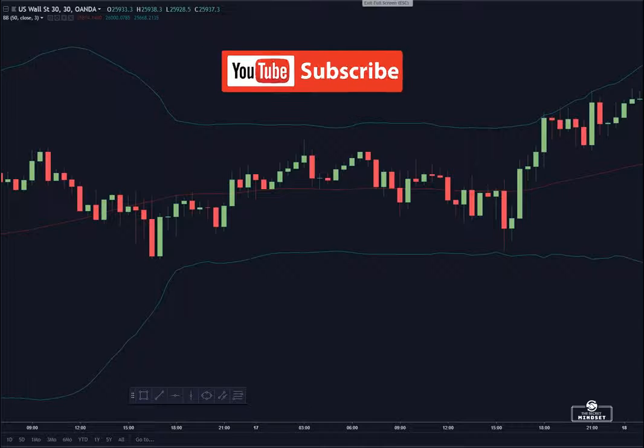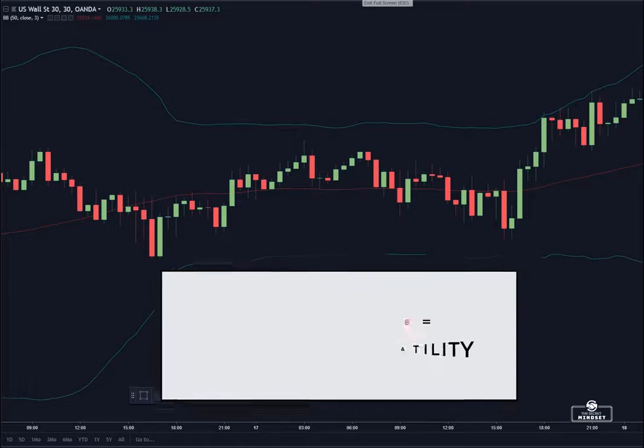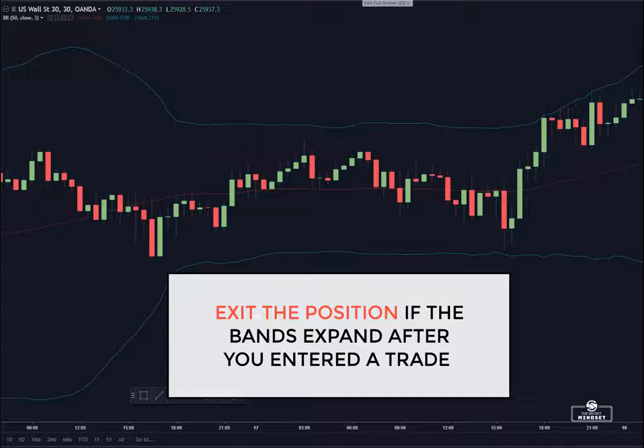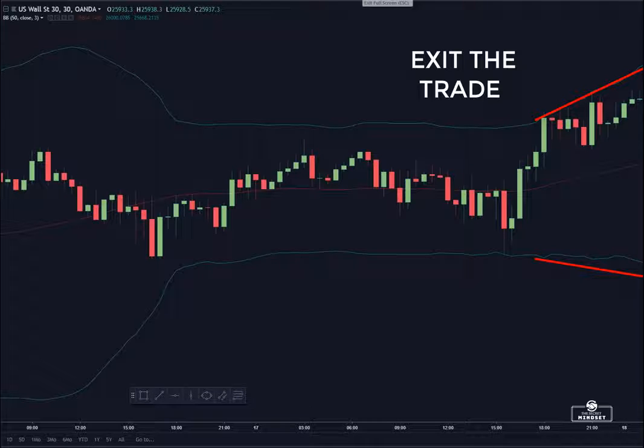Very important. We need to always check the bands to see if they are still parallel. Once we see the indicator expanding, that's a sign of increasing volatility, and we should exit the trade if we have a contrarian position opened. In this example, we decided to short the market at the upper Bollinger Band, and once we saw the bands expanding, we closed the position manually for a small loss.